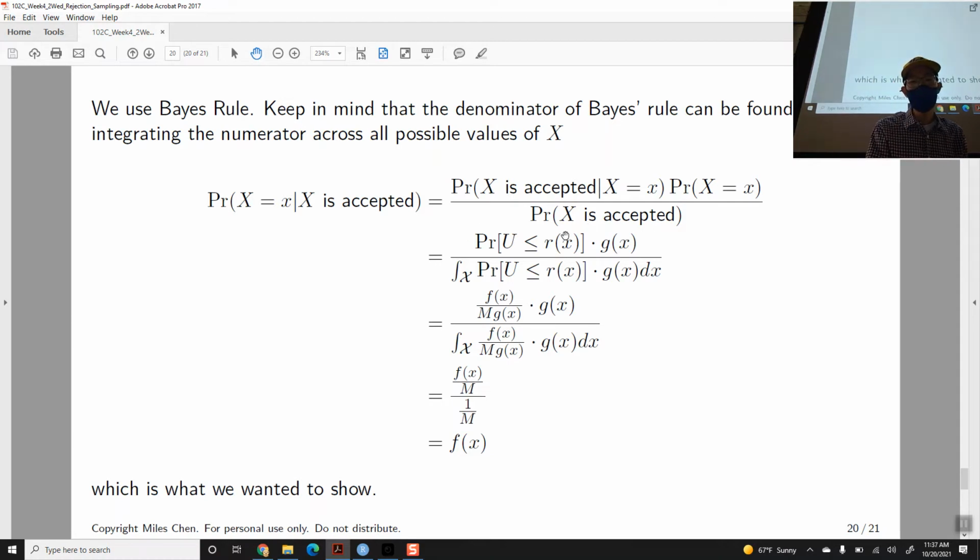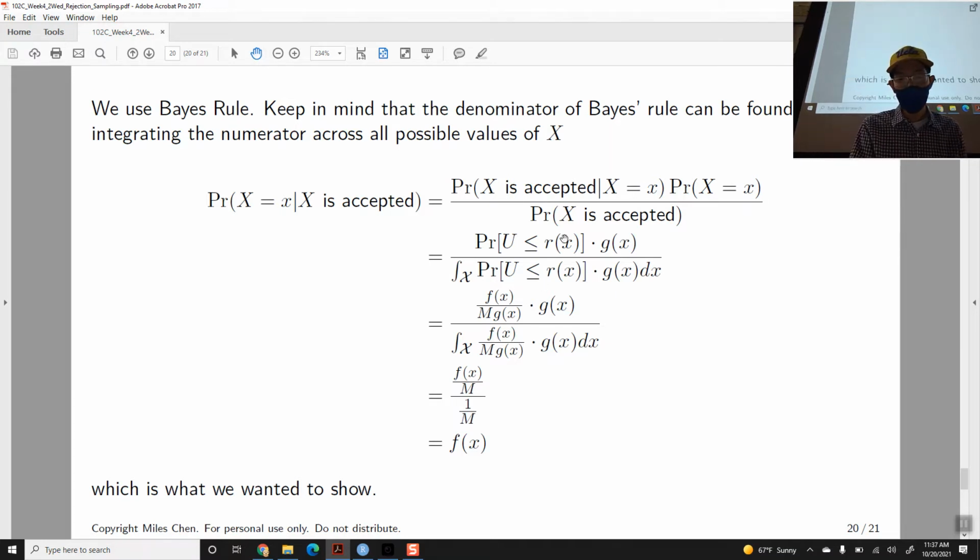So the probability that x is going to be accepted for some generated value is going to be the probability that u is less than or equal to r of x, which is really just r of x. What's the probability that u is less than or equal to r of x? That's just r of x, multiplied by the probability of generating that x, that's going to come from g of x. And then, what's the probability that x is accepted? Well, we would integrate the numerator across all possible values of x.